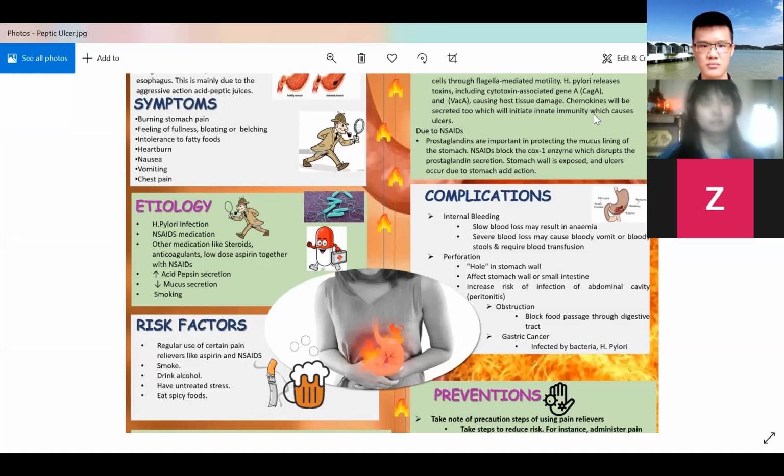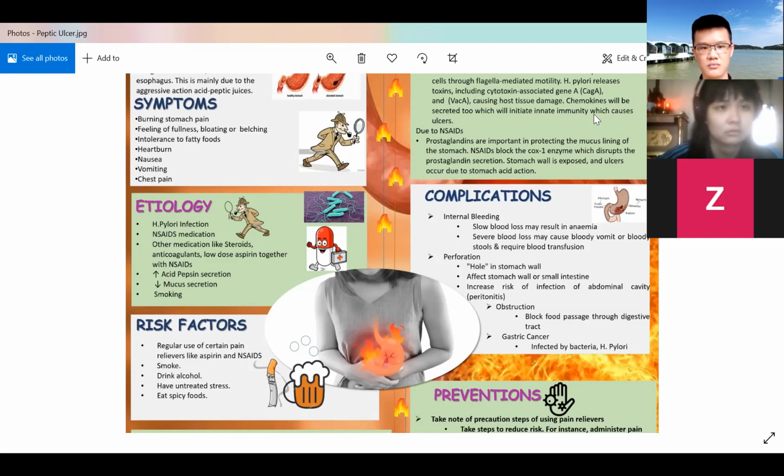So when we are taking the aspirin, which is the COX inhibitor, when they inhibit the COX-1 enzyme, these prostaglandins are unable to be synthesized. That's why our stomach will have low protection. And then they will lead to the ulcer formation.